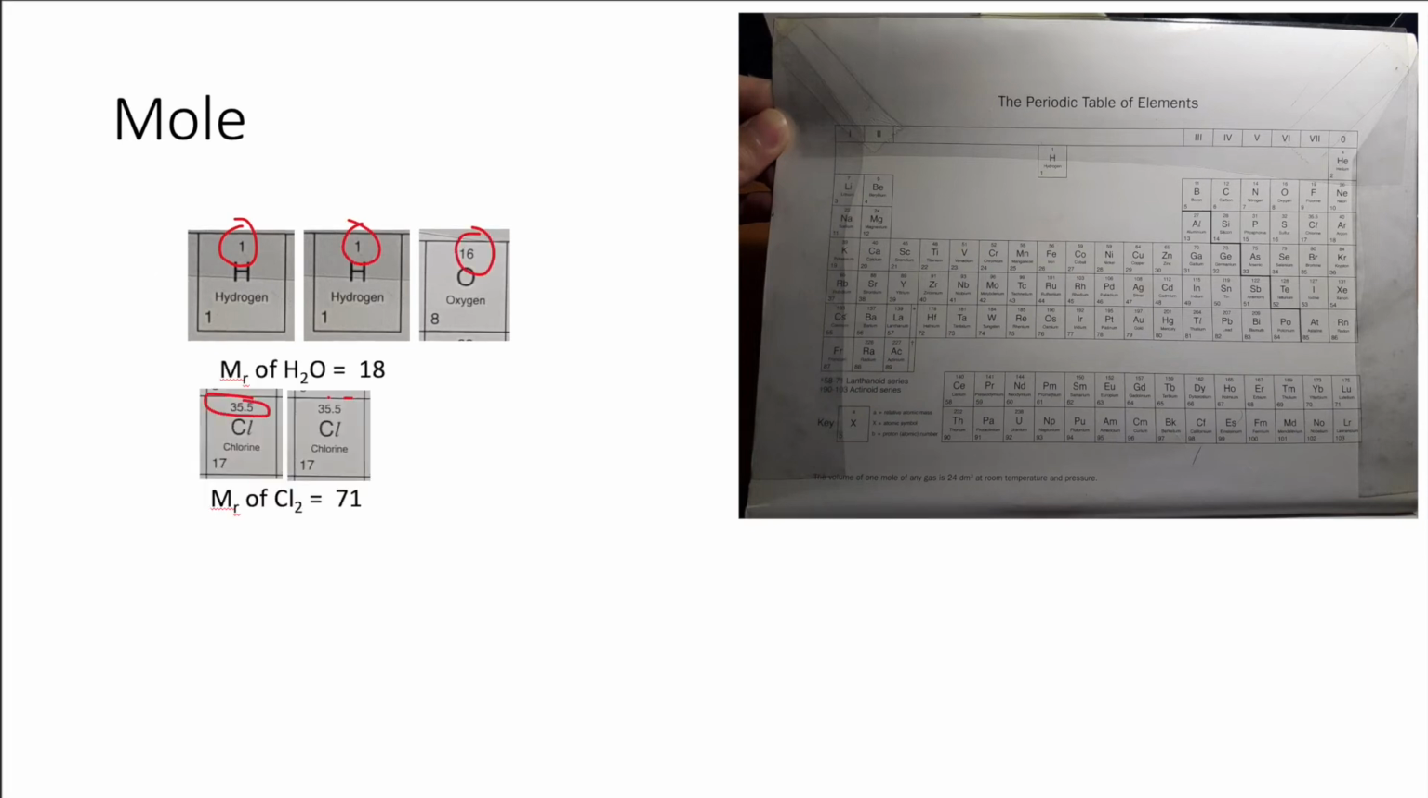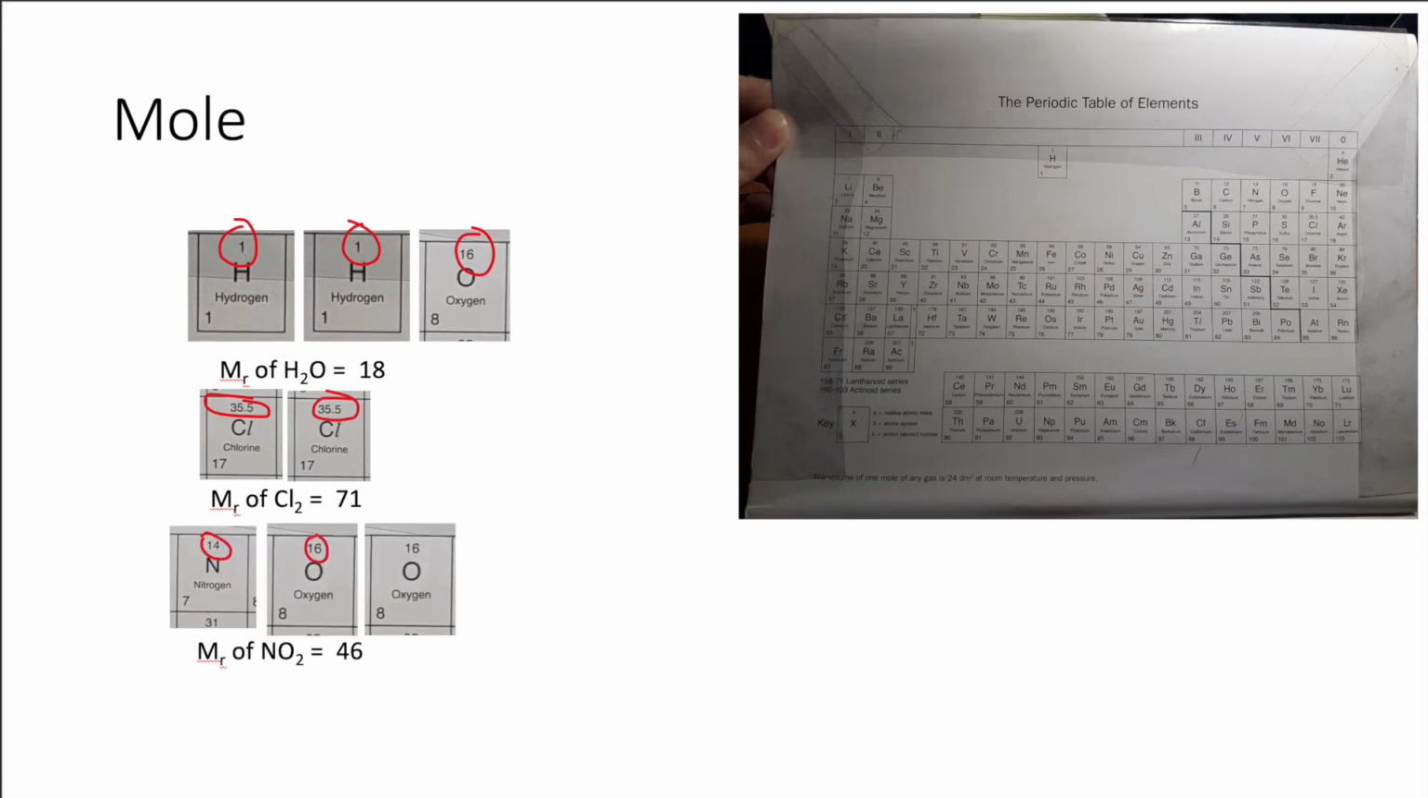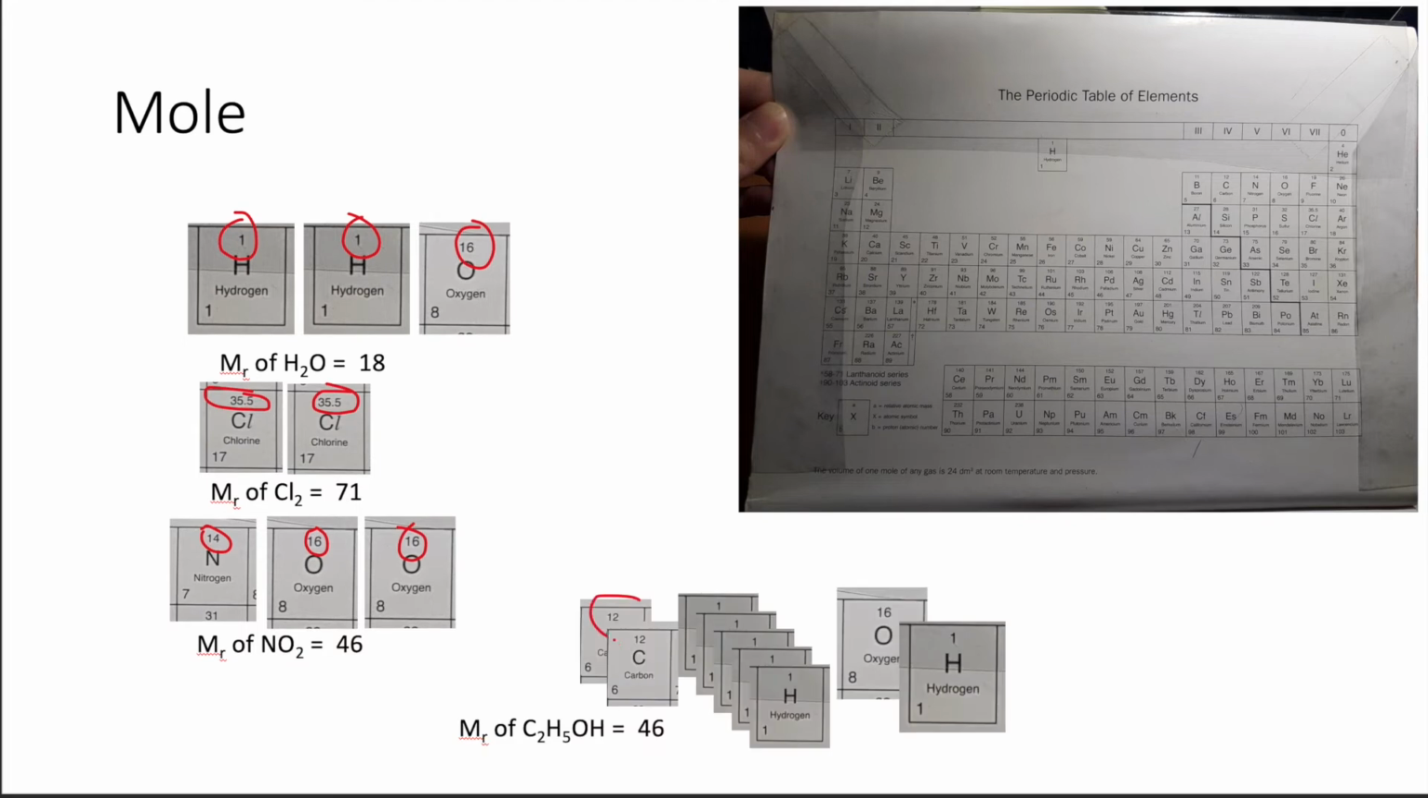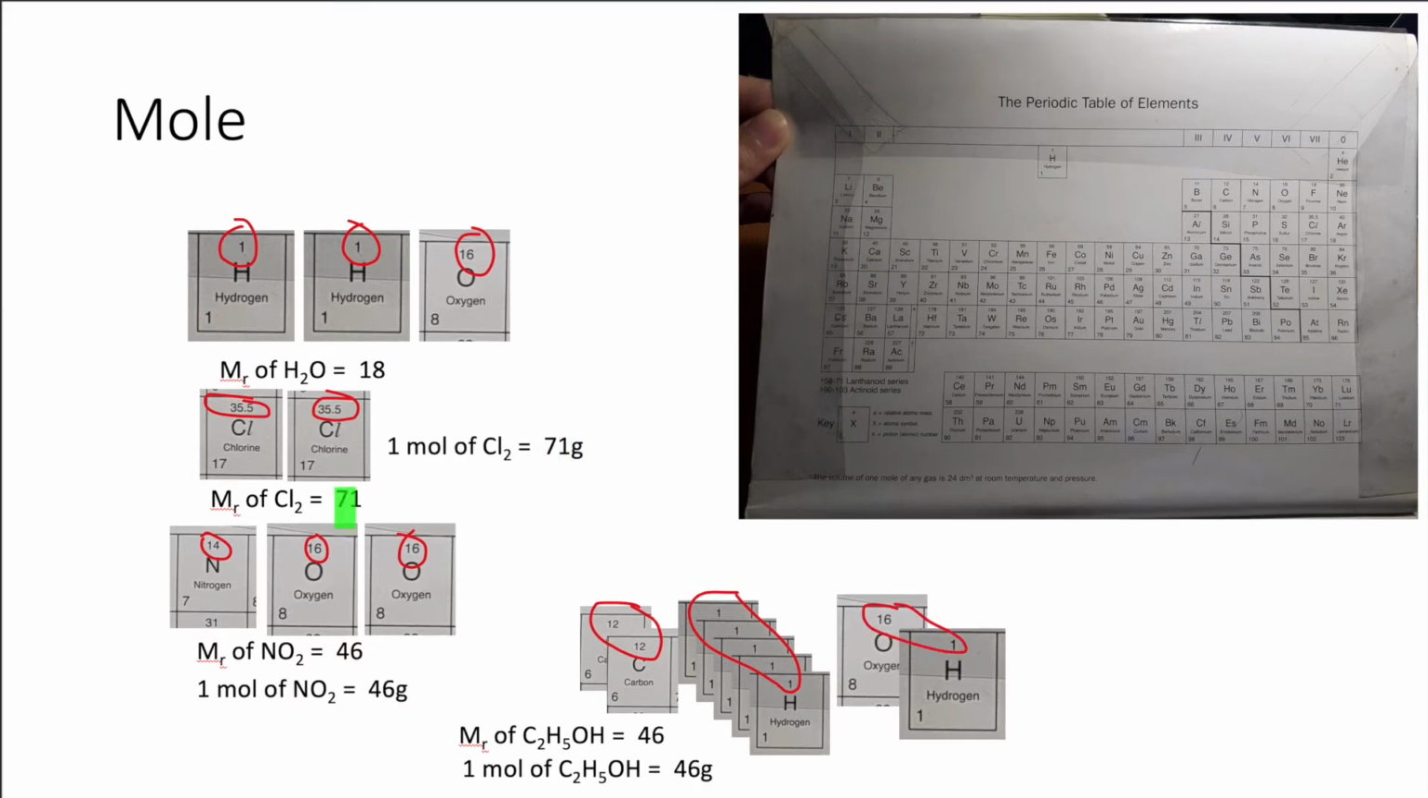Like Cl2 chlorine, it's 2 times 35.5, which will give you 71. Nitrogen dioxide will be this, ethanol will be this. Look at all the large numbers, add them all up, and you will get this. Yeah, it's just like that. It's pretty simple and straightforward.